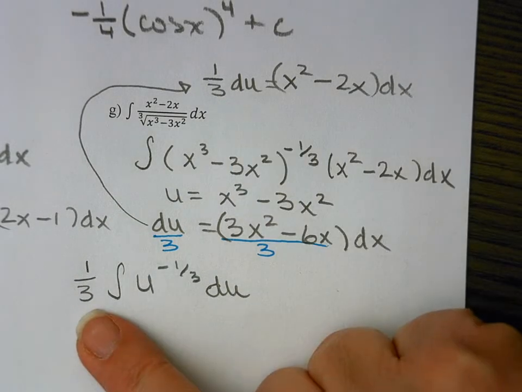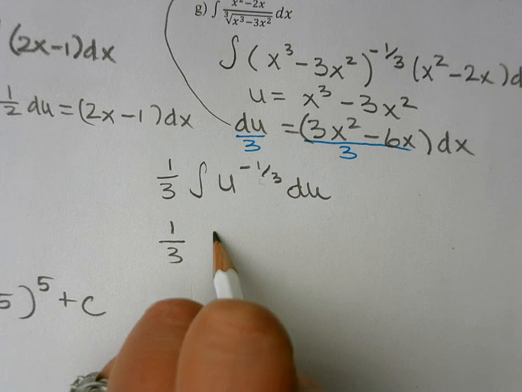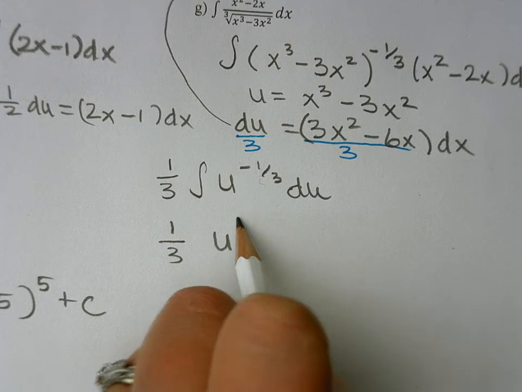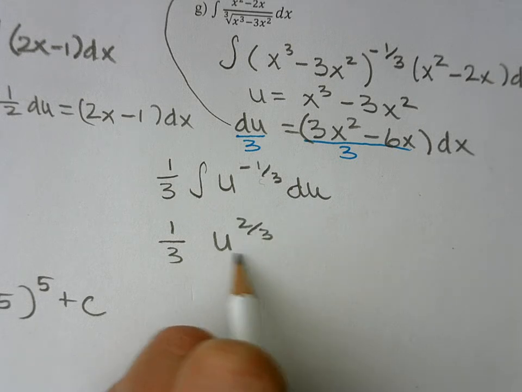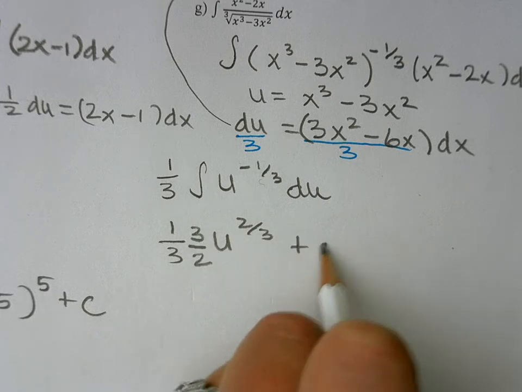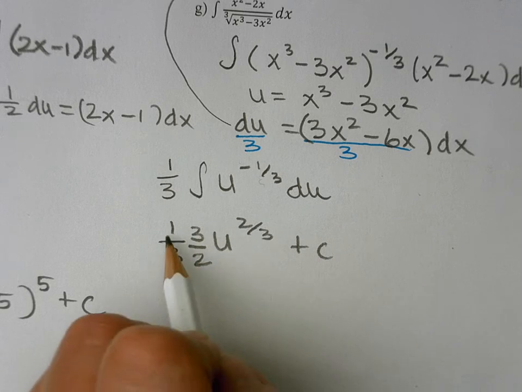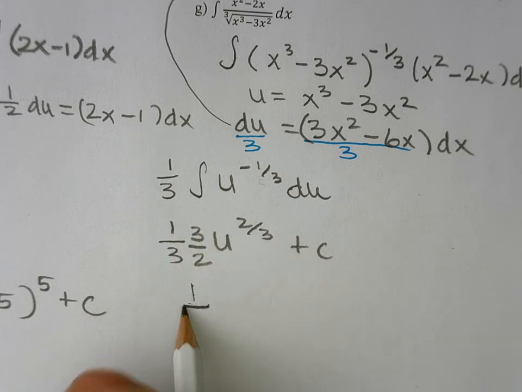And then now I'm going to do power rule. I'm going to add 1 to the power, so that would be 2/3. And then dividing by 2/3 is the same as multiplying by the reciprocal. So instead of dividing by 2/3, I just multiply by the reciprocal. And then this will give me 3/6, which is 1/2, and then replace the u.